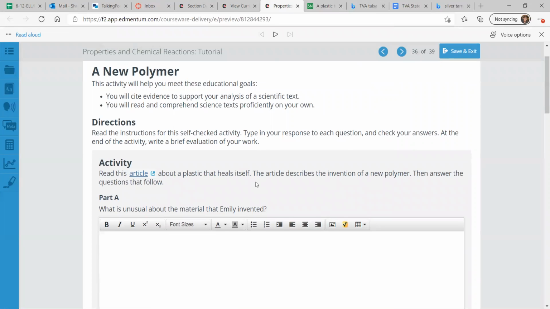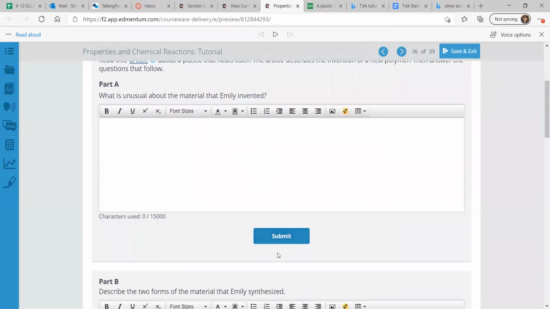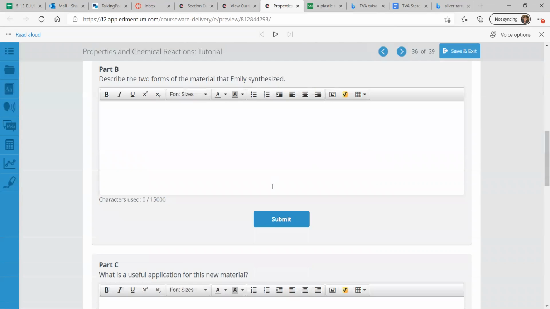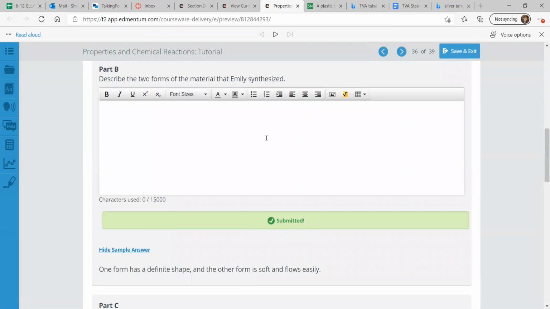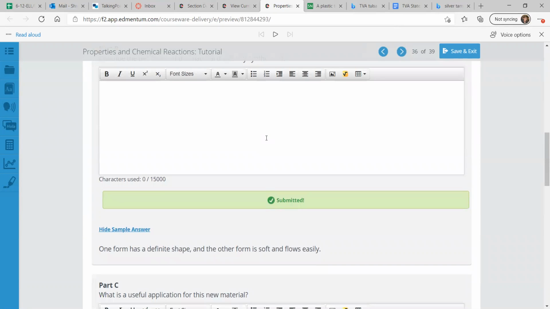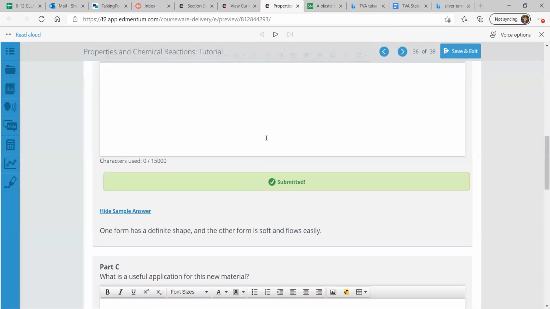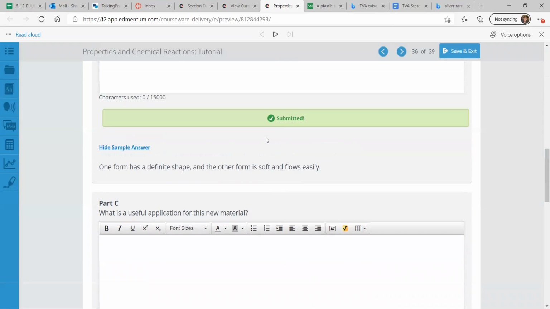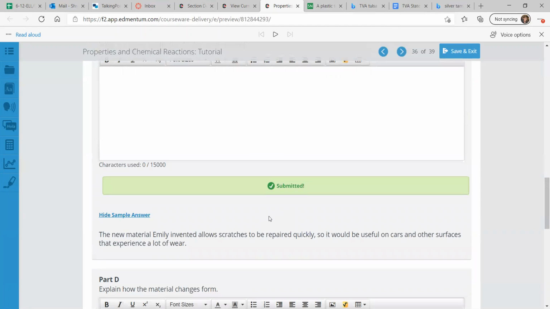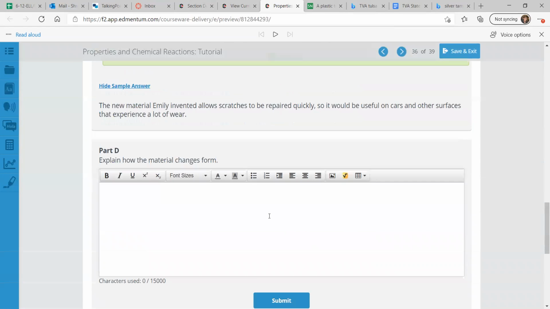Now, read this article. What is unusual about the material? The material that she invented, Emily, can be easily repaired by shining UV light on it. Describe the two forms of the material that Emily synthesized. One form has a definite shape and the other form is soft and flows easily. What is a useful application for this new material? Cars, she thought, would be useful.